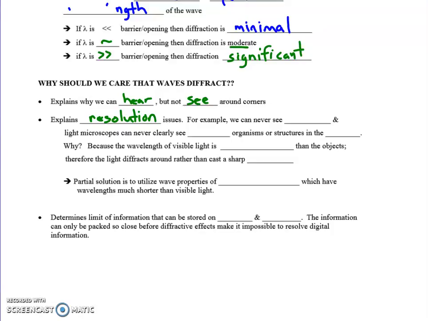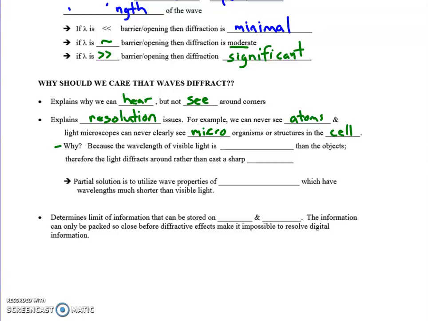Resolution is how sharp an object appears. For example, we can never see atoms, and with light microscopes we can never clearly see certain microorganisms like viruses, or structures in the cell. I'll go into more detail in class, but let me just give you the short answer here. Why is there a limit to the resolution, what we can see with a microscope? It has nothing to do with the microscope itself. It has to do with light.